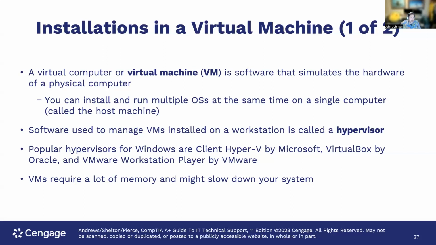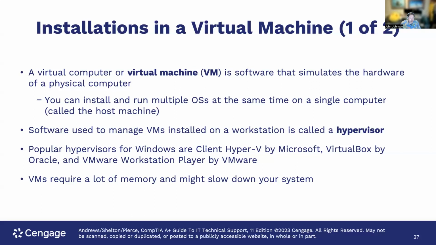So software used to manage VMs installed on a workstation is called a hypervisor. And the popular hypervisors for Windows are the client Hyper-V by Microsoft, VirtualBox by Oracle, and VMware Workstation Player by VMware. And those are the three most popular ones with the best market share.